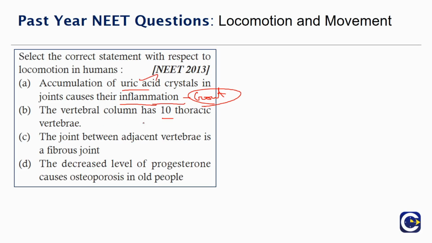This is correct. The vertebral column has 10 thoracic vertebrae? No, the vertebral column does not have 10 thoracic vertebrae. So there are about 11 thoracic vertebrae. I'm sorry, thoracic vertebrae are 7 in number. So the joint between adjacent vertebrae is fibrous joint? Not necessarily. In different vertebrae there are different joints. The decreased level of progesterone causes osteoporosis in all people? No, the decreased level of estrogen causes osteoporosis in old people.